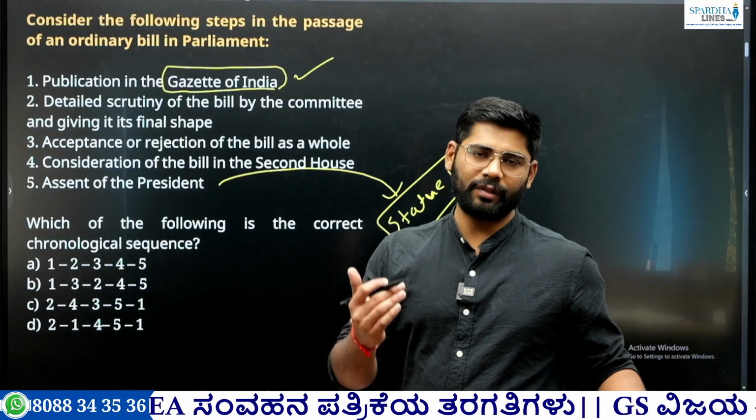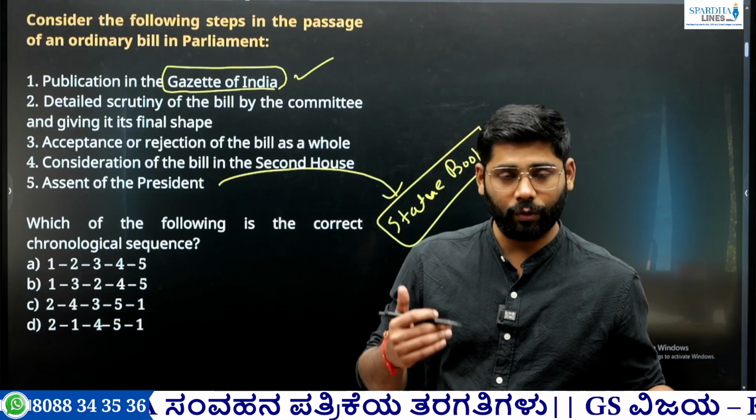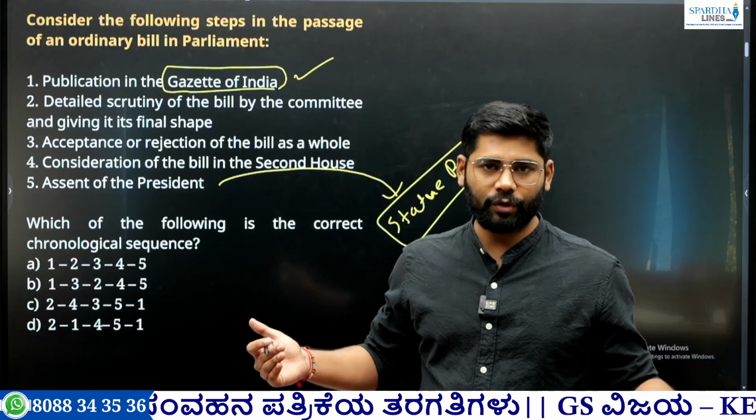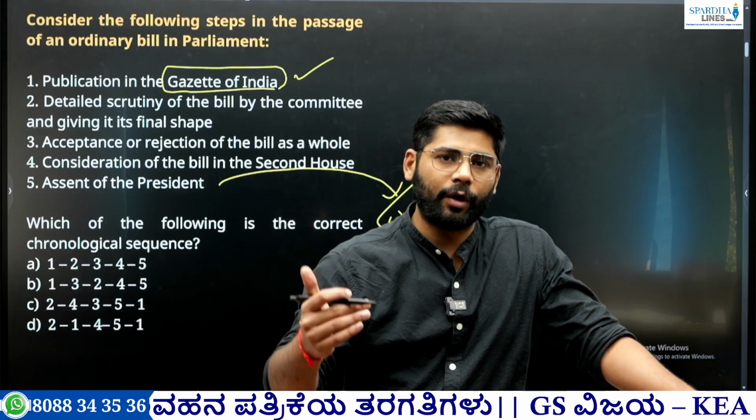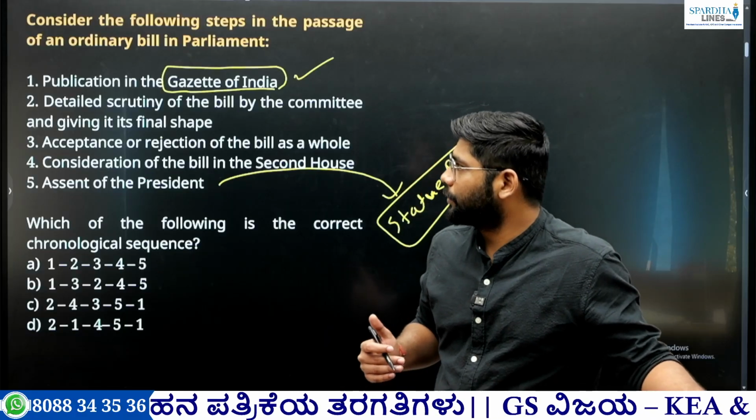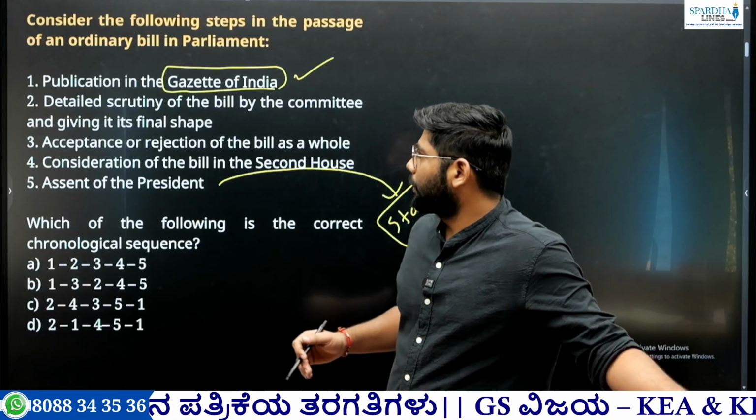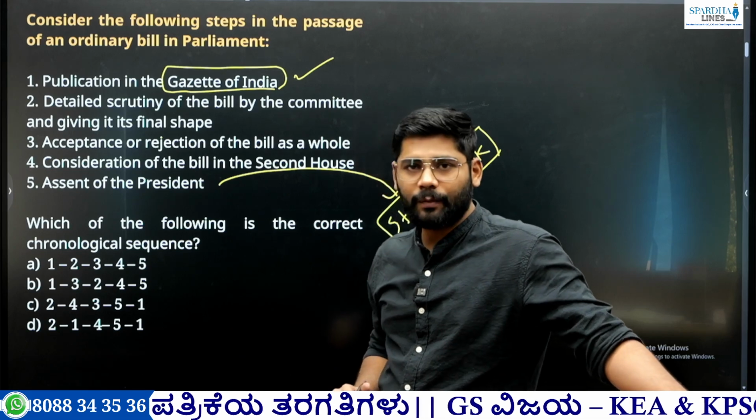Even before introduction, they can publish it in the Gazette of India, but at that time they need to take the permission of the Speaker if the bill is originating in Lok Sabha. In case it is originating in Rajya Sabha, they need to take the permission of the Chairman of the house, the Chairman of the Rajya Sabha. So that's why the publication of the bill in the Gazette of India is the first stage.